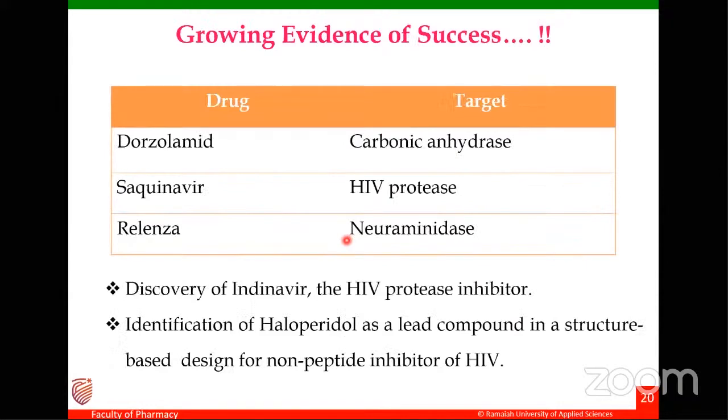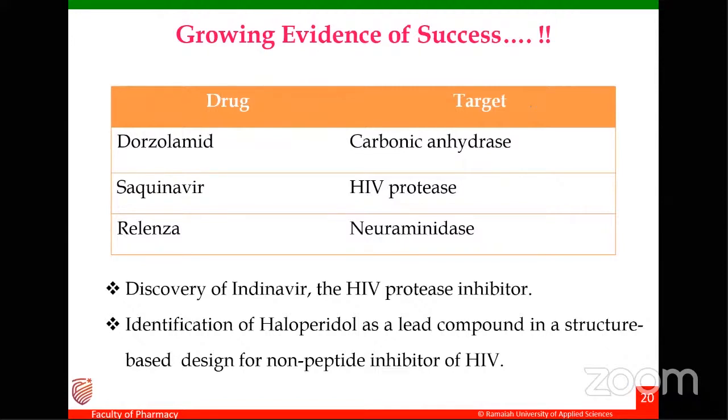So here are some examples. Based on computer-aided drug design, which drugs have come into the market? Some examples I have shown here. Dorzolamide, which is a carbonic anhydrase inhibitor, saquinavir, which is an HIV protease inhibitor, relenza, a neuraminidase inhibitor, and the discovery of indinavir, which is an HIV protease inhibitor, and haloperidol as a lead compound in the structure-based design of a non-peptide inhibitor of HIV.